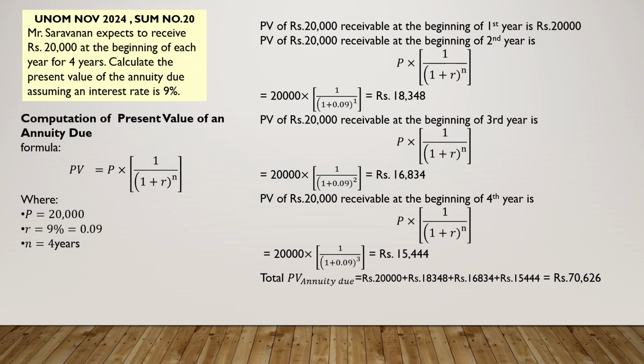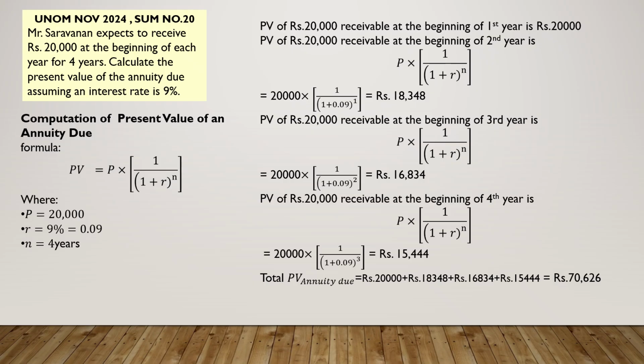This is a question taken from November 2024, Part C, a 10 marks question. Mr. Saravanan expects to receive rupees 20,000 at the beginning of each year for 4 years. Calculate the present value of the annuity due. Present value of annuity due is nothing but, he wants a benefit of 20,000 every year for 4 years, so what is the amount that he has to invest now? That is the present value of the annuity due.